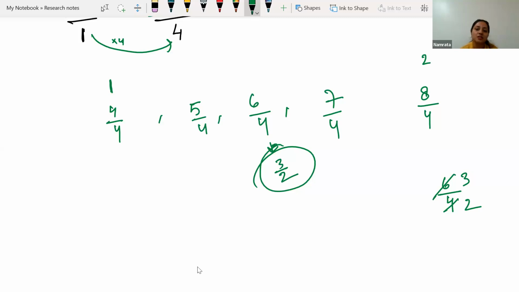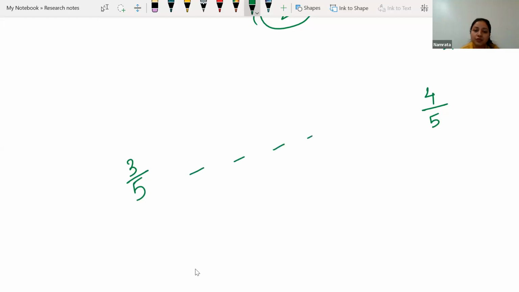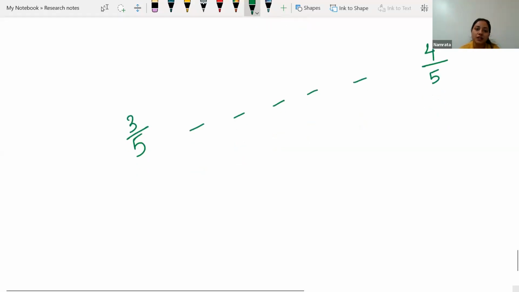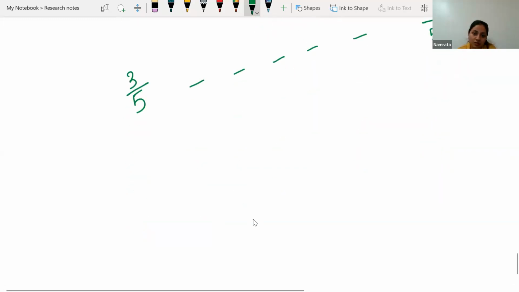Okay, let's repeat the process. Let's understand what we are doing here. Wait, if we have 3 by 5 and 4 by 5, and if we have to write 5 rational numbers, 1, 2, 3, 4, 5, in between these two rational numbers, then what we are doing is, if 5 rational numbers we have to write, that means 5 plus 1, 6, we will take. Just a moment.